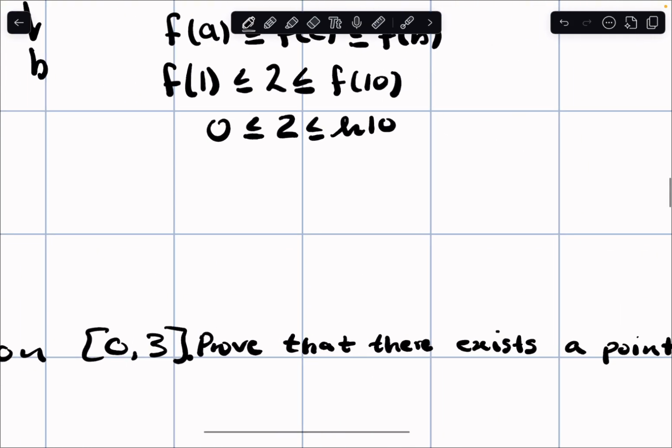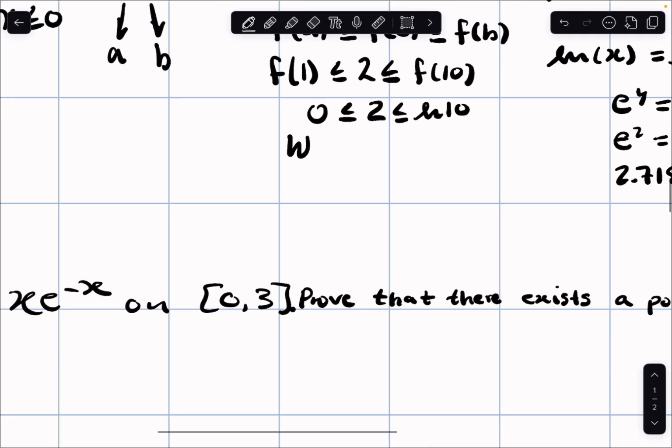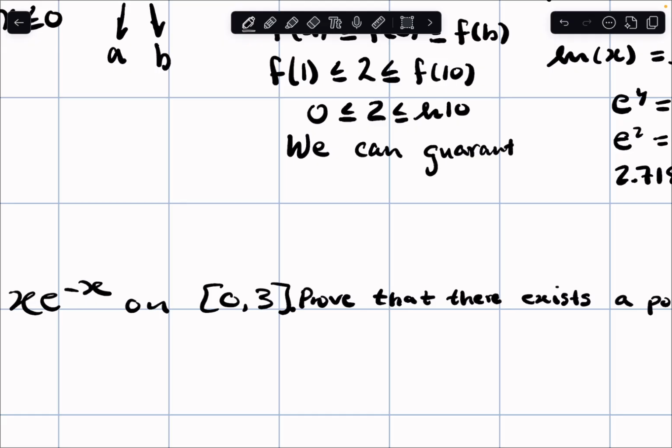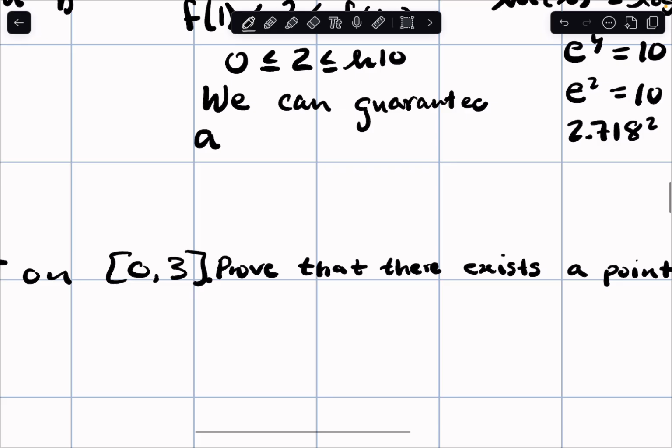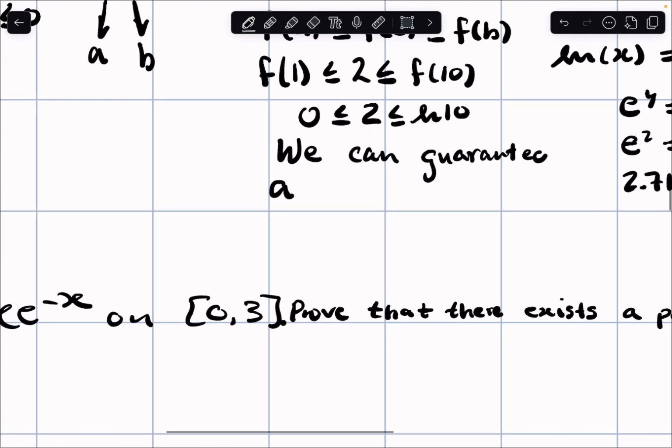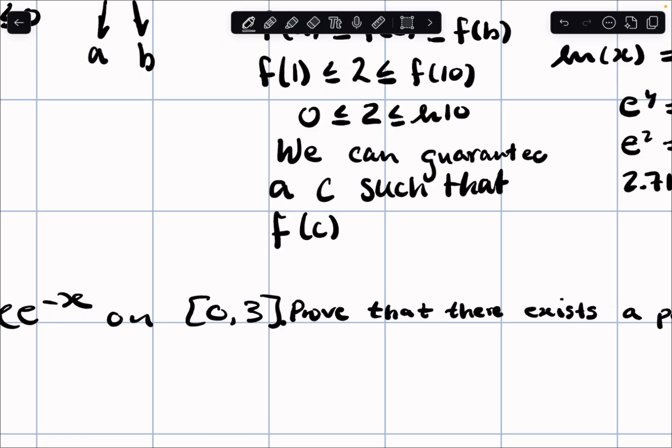Now, ln of 10 is going to need a little approximating. So we say we can guarantee a c such that f of c equals 2 over the interval, it's not closed, it's open, 1 to 10.